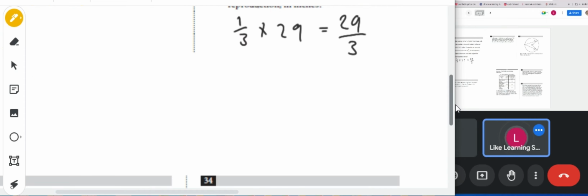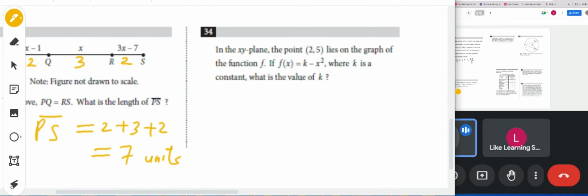Okay. 34. A landscaper is designing a rectangular garden. 34. Am I right? Yes, sir. Oh, sorry. 34, not 35.